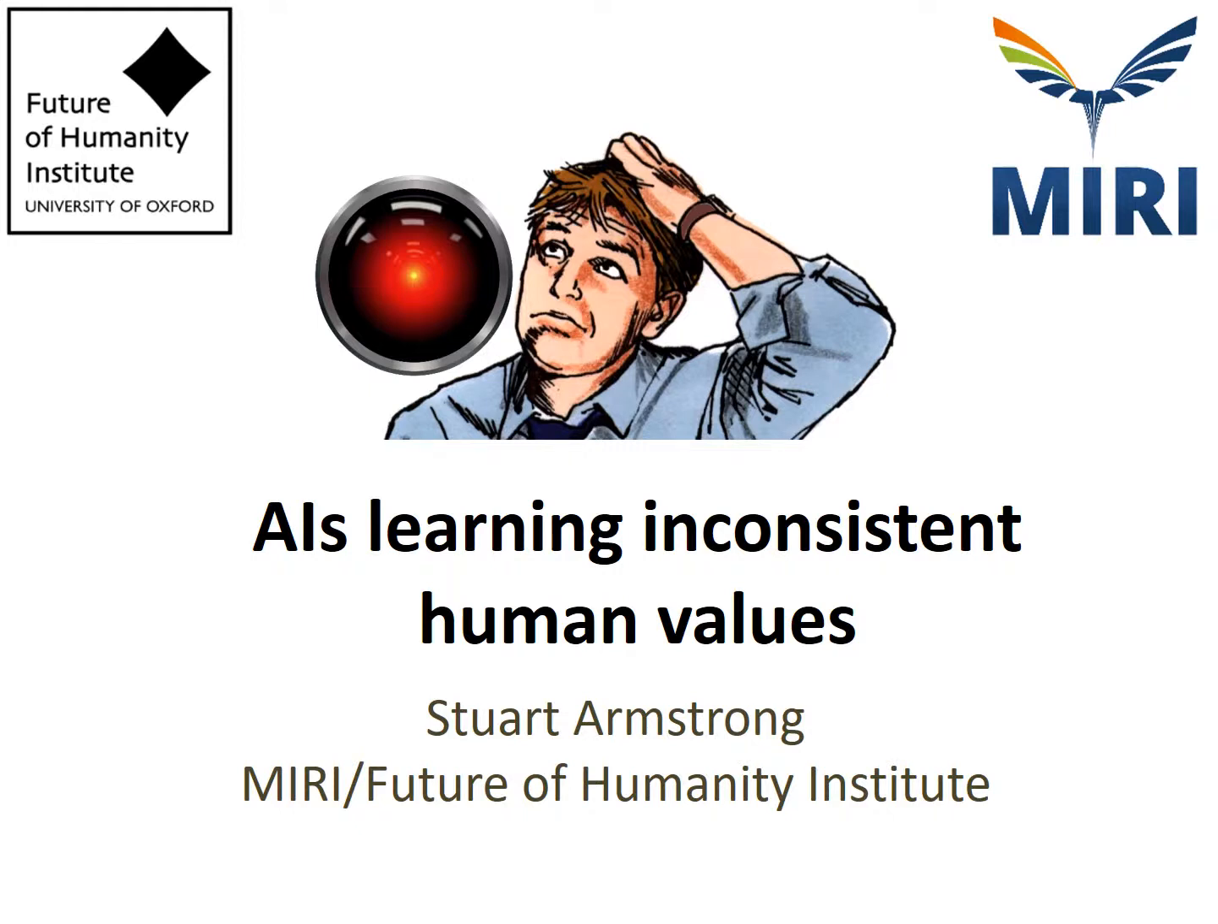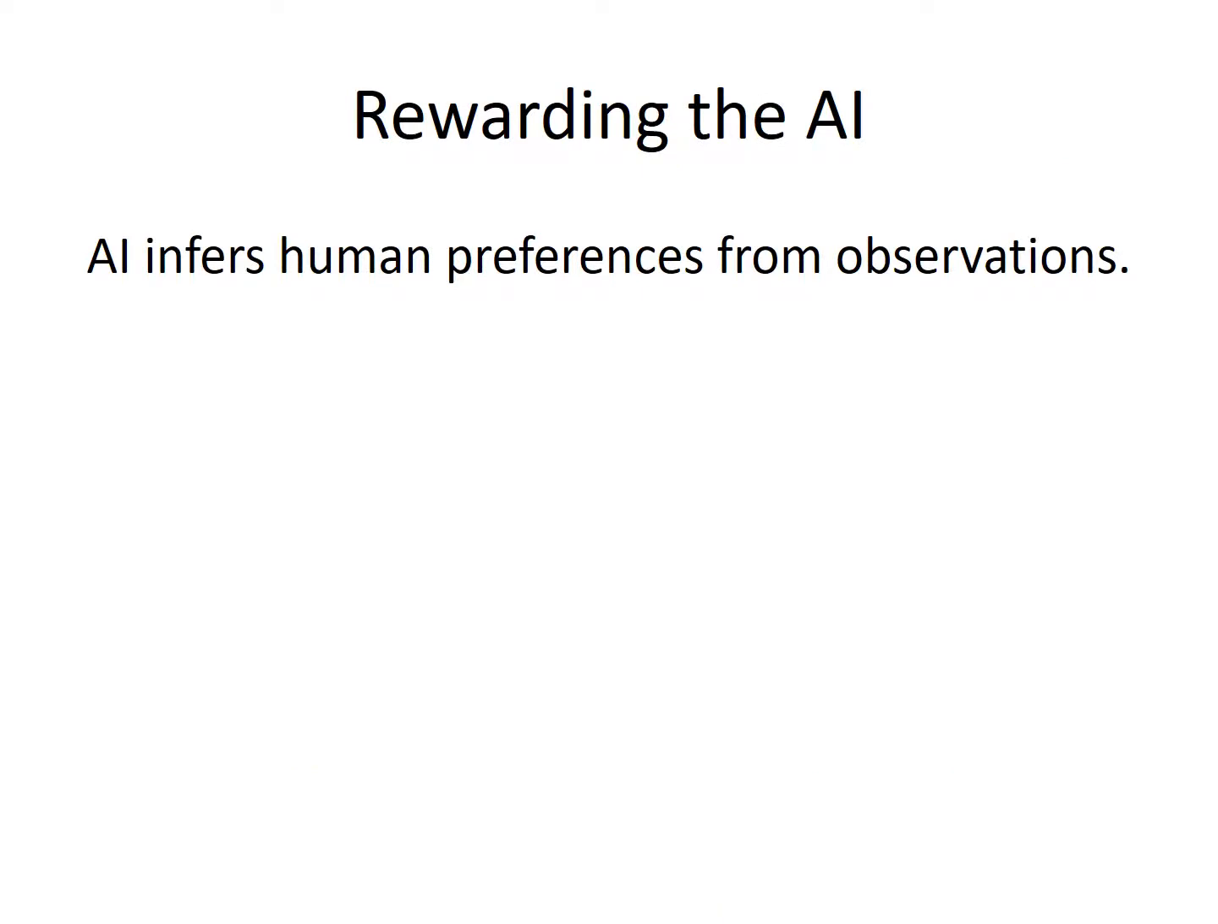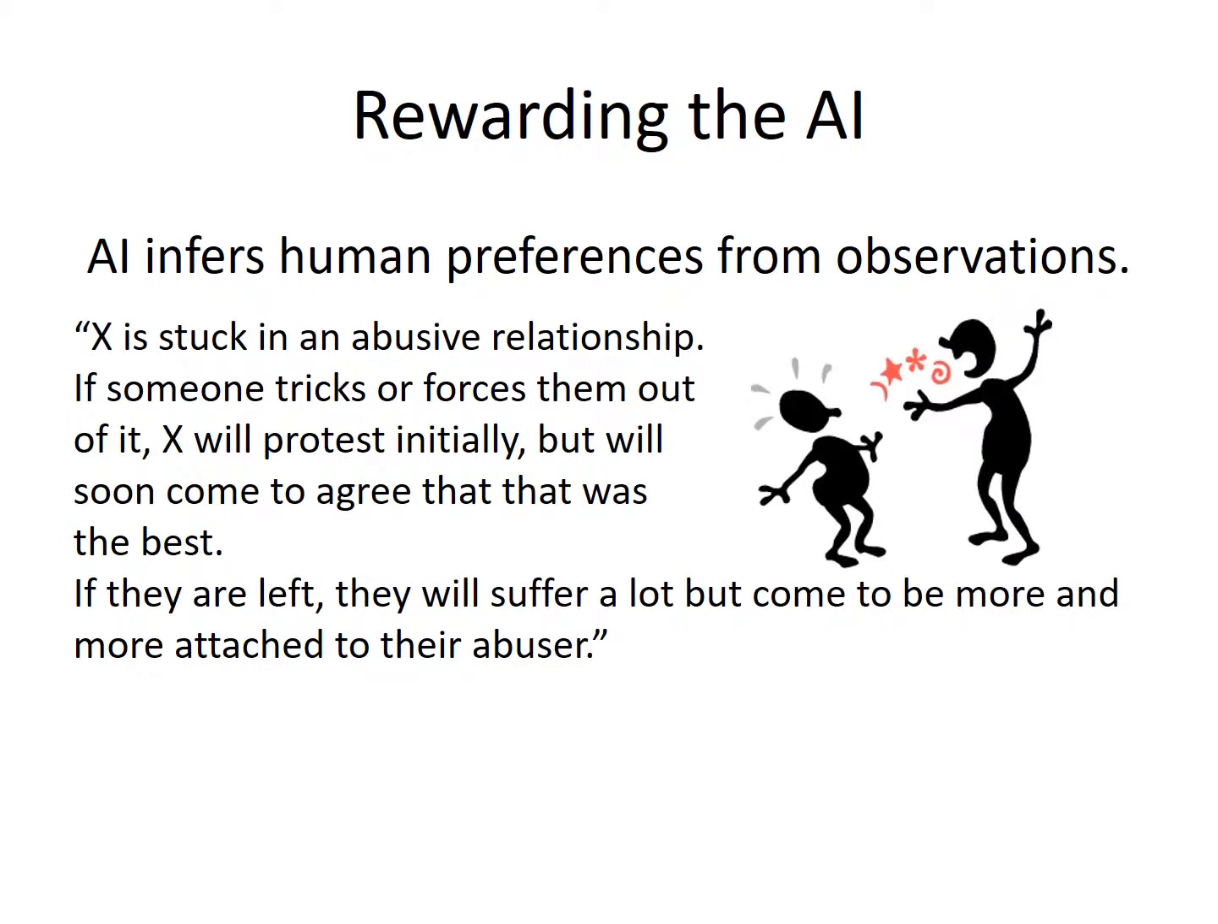So let's start with just a sort of case study. This is a case study that would be given to a theoretical AI that, in the spirit of inverse reinforcement learning, would have observed humans and would have inferred human preferences from the observations that it made. So it's done that, and now it is confronted with a person X who is stuck in an abusive relationship. If someone tricks or forces them out of this relationship, X will protest initially, but will soon come to agree that that was the best decision.